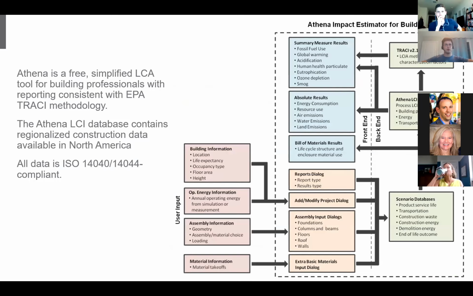So I'm going to give a kind of a brief overview of Athena, and then I'll open the software and we can dig in. But I think this is what I'm going to share with everybody in the PDF. But I just want to show, so the inputs, you have your building information. So where is it? The building life expectancy, occupancy type, all that information. You have operational energy, your assembly information, so all the geometry, and the material takeoffs.